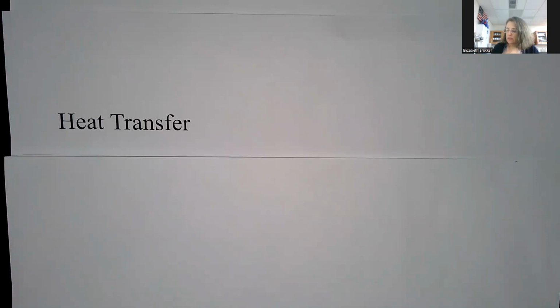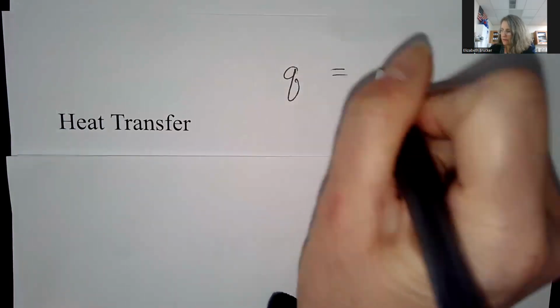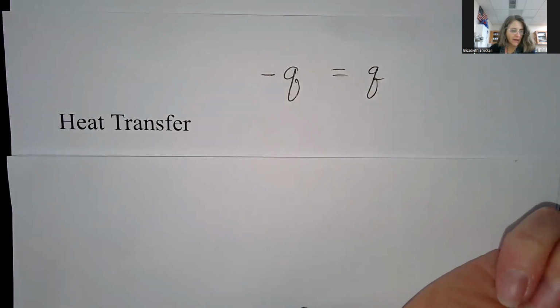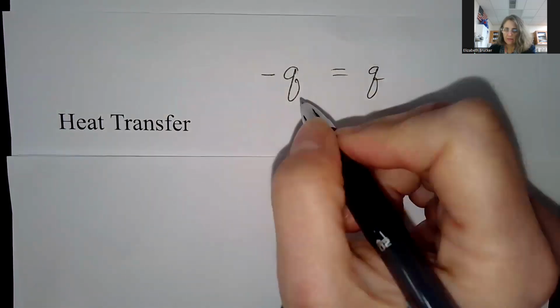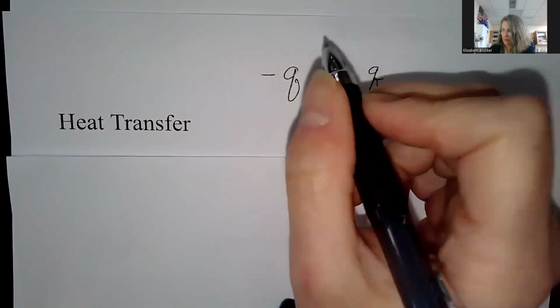So in your notes, write down heat transfer. And we are going to use Q as our symbol of heat. And we're going to have a negative Q and a positive Q. Negative in chemistry is going to signify that you are losing something. Positive means you are gaining something.